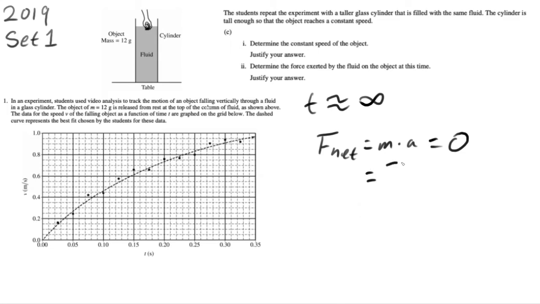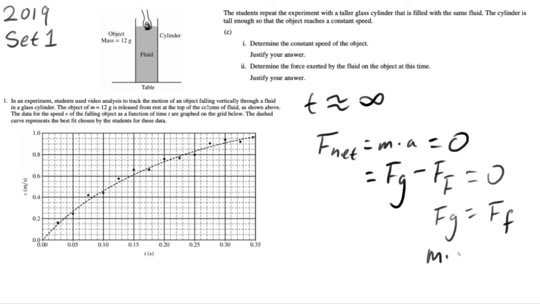But we should look deeper into the components of the net force. We obviously have the force due to gravity, but we also have a drag force from the fluid, or as the question says, the force exerted by the fluid on the object. The force of gravity is going downward, but the force exerted by the fluid is going upwards, against gravity. Since they're in opposite directions, the gravitational force minus the force due to the fluid equals 0. So we know that the gravitational force is equal to the force exerted by the fluid. And good thing for us, we know how to calculate the gravitational force, which is just mg.